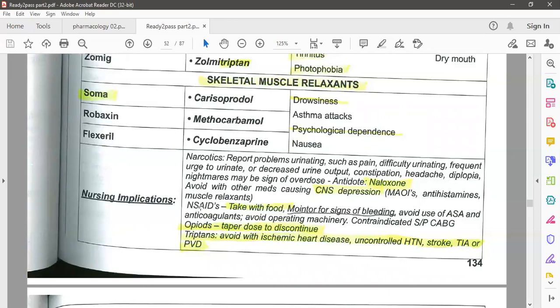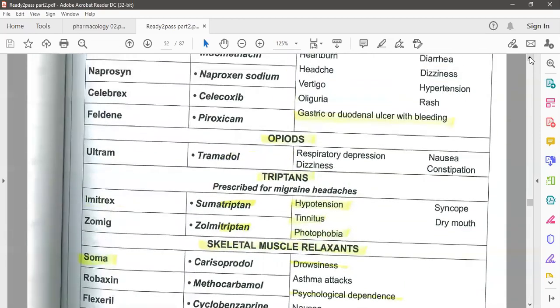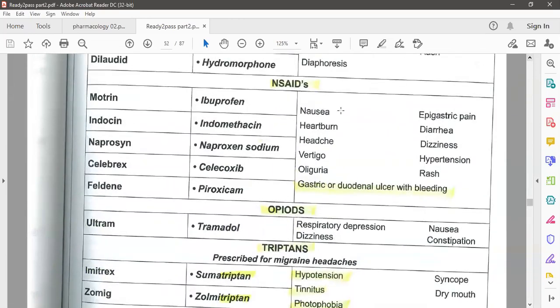So NSAIDs, what are the common side effects of this group of medication? Common side effects: they cause GI upset or gastrointestinal bleeding, okay? Or renal toxicity, skin rash.